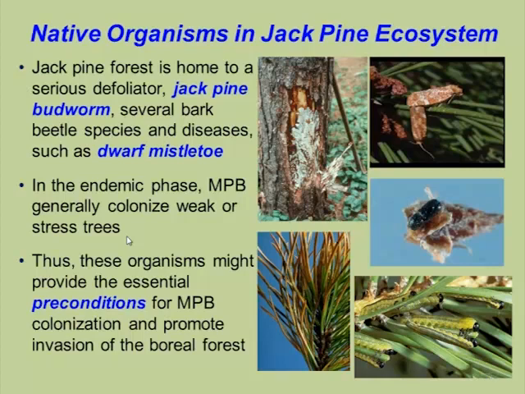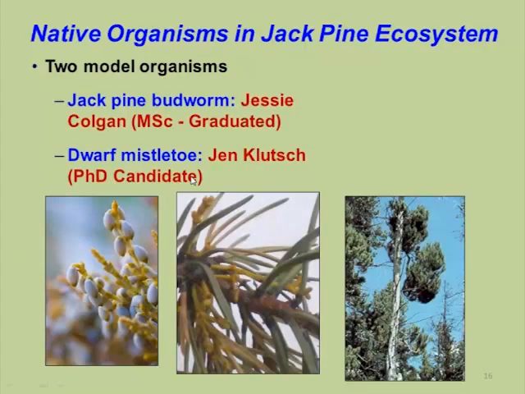A lot of diseases. We have armillaria disease, for example. We have the jack pine budworm. I single out jack pine budworm because it's one of the most important defoliators of jack pines. We have twig beetles and insects attacking the top of the tree. We have needle blights attacking the needles. We have sawflies eating the needles of the jack pine. Many. And we also have other diseases, such as dwarf mistletoe.